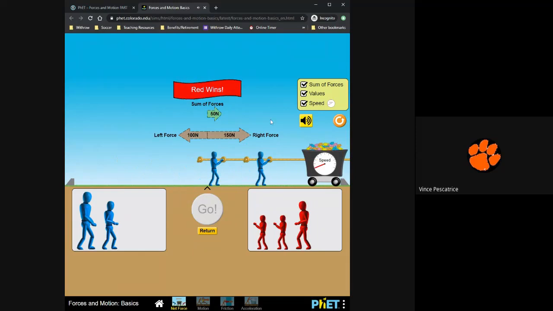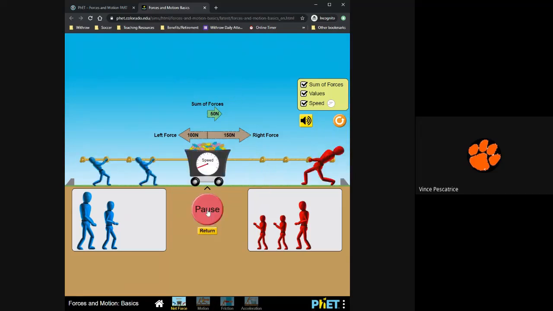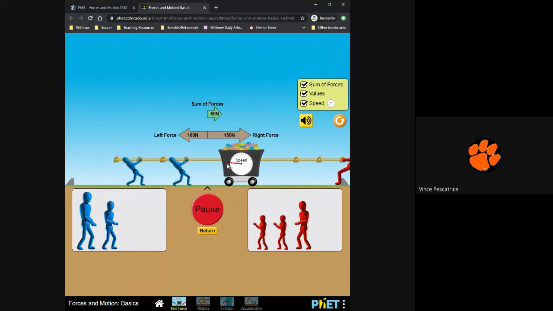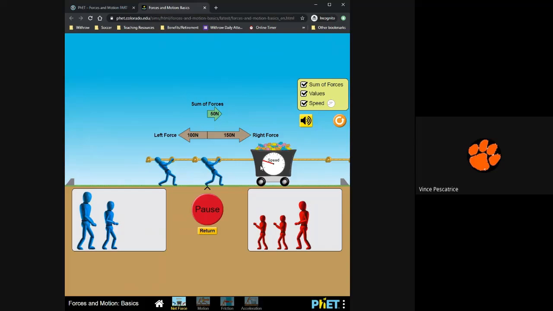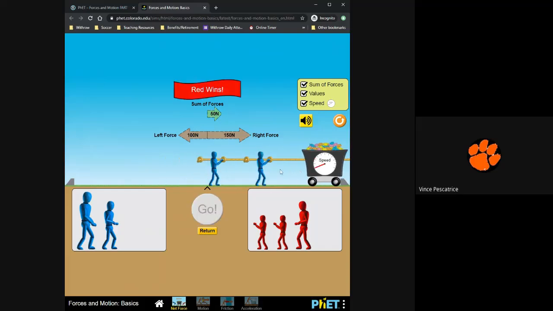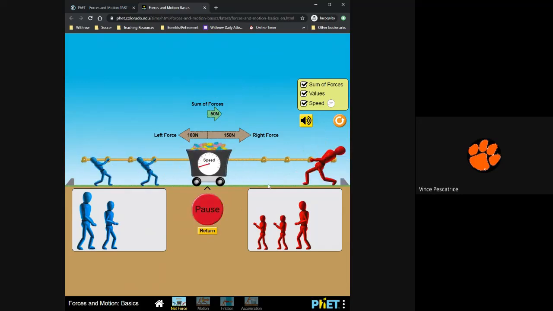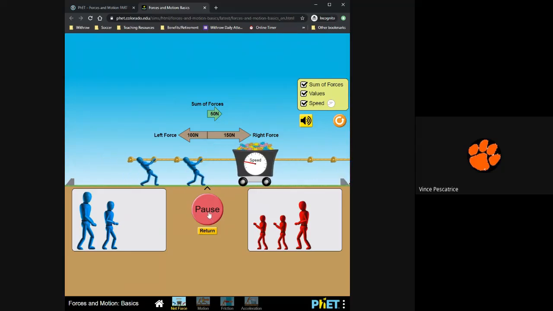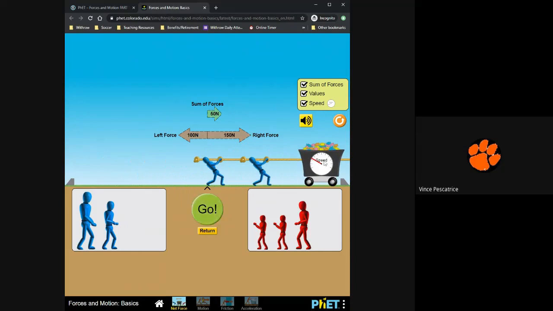All right, so you can see that it moved to the red side and red won the tug of war. Also, pay attention to the speed. It starts low, but it's increasing, still increasing, still going up. It was increasing all the way to the very end. The speed continues to increase right up until it hits the block. You see how the speed is still going up and it hasn't touched the block yet?